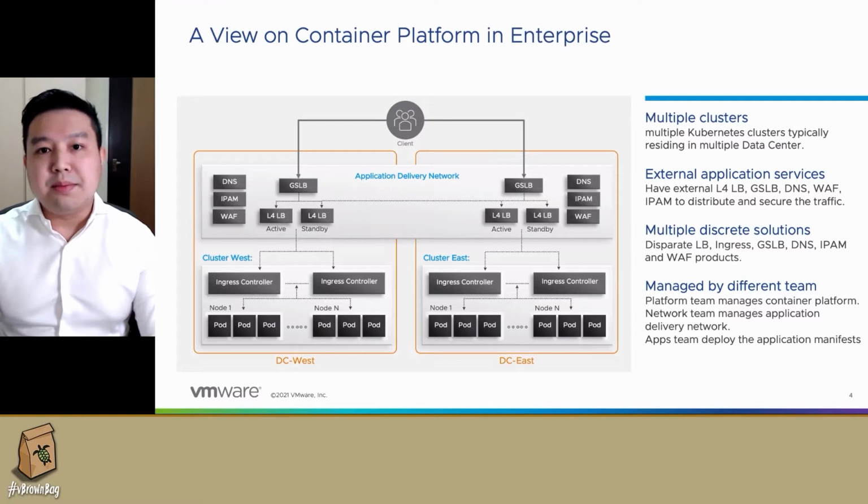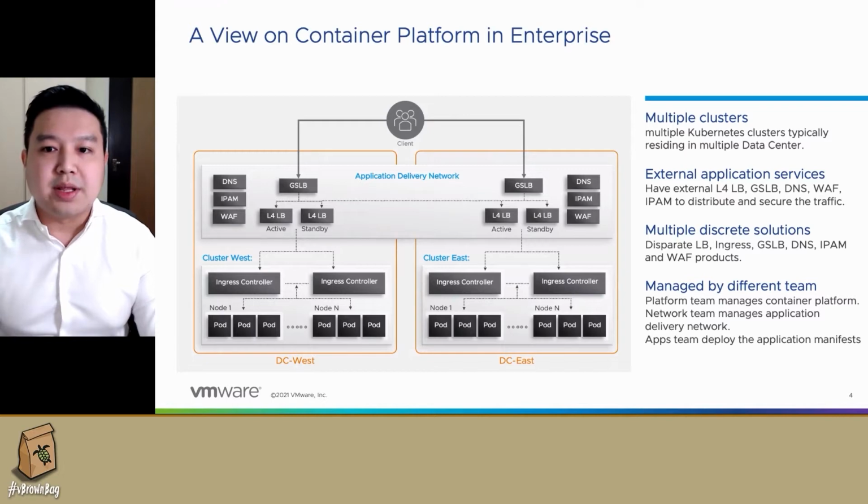The platform team usually manages the container platform. The second team is the network team, or sometimes it is called the application delivery network team, which manages the load balancer and then GSLB, DNS, IPAM, and web application firewall. The third team is the application team itself, who deploy the application manifest into the Kubernetes cluster.